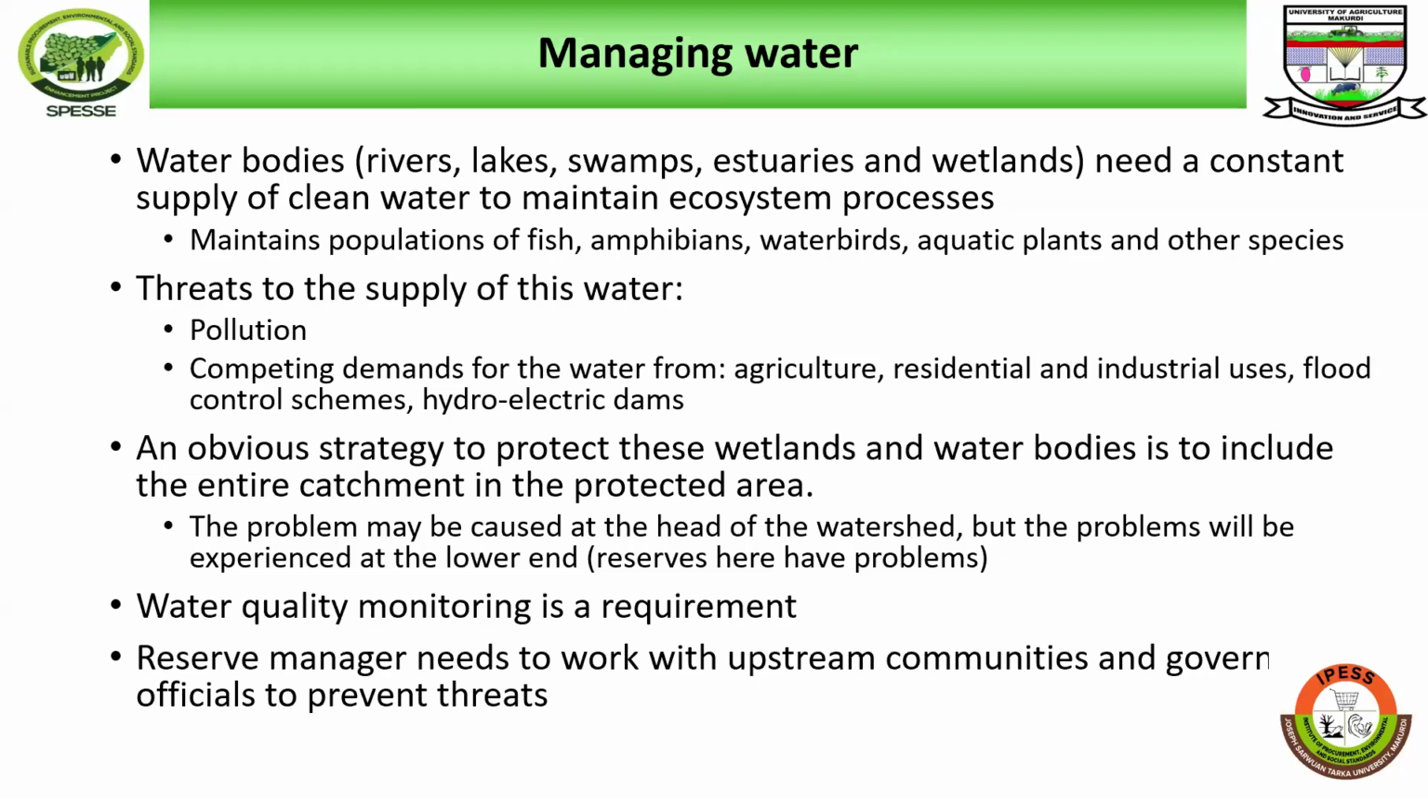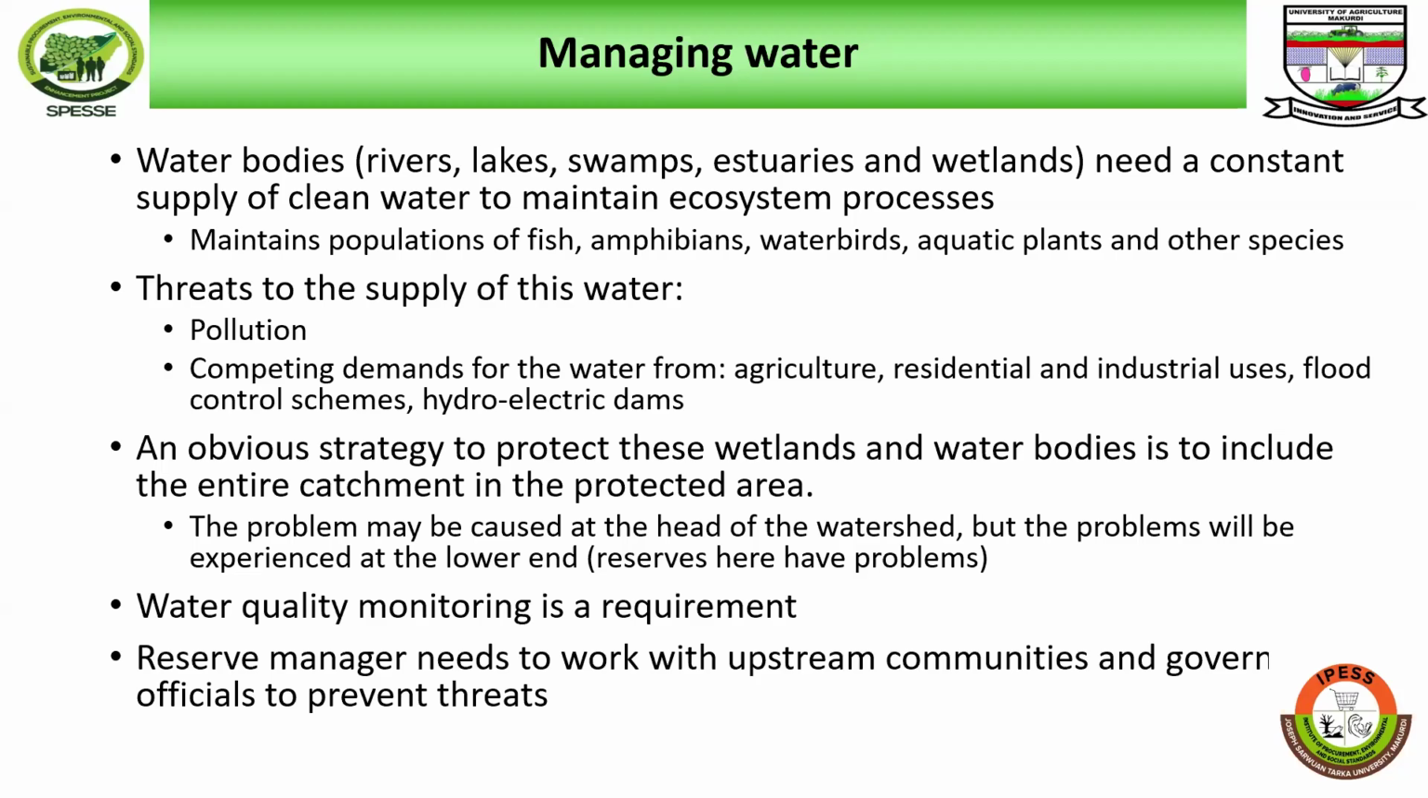If we look at River Benue today, you can imagine how much we are protecting it with the sort of pollution we have year in, year out from all the riverine areas. So if you have pollution, you have competing demands for agriculture, residential, and industrial uses. These are all threats to water supply if you are deciding on managing the ecosystem within water bodies. An obvious strategy to protect these wetlands and water bodies is to include the entire catchment in a protected area.